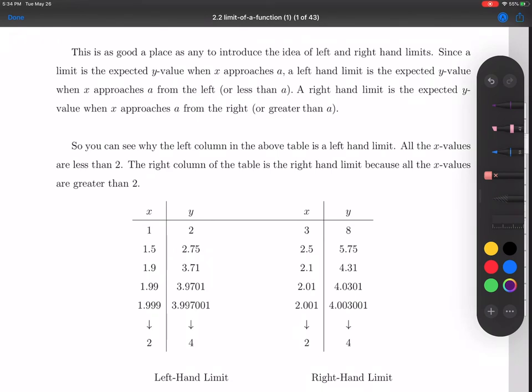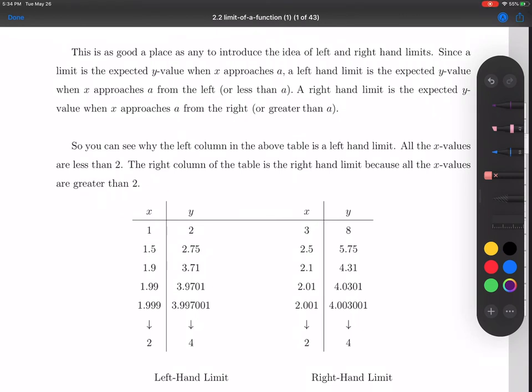So this is a good place as any to reiterate this idea of a left and a right-hand side limit. Since a limit is the expected y value, it's what we expect y to be when x approaches a. A left-hand side limit, once again, is the expected y value when x approaches a from the left, or when you deliberately choose x values that are slightly less than a. A right-hand side limit is the expected y value when x approaches a from the right.